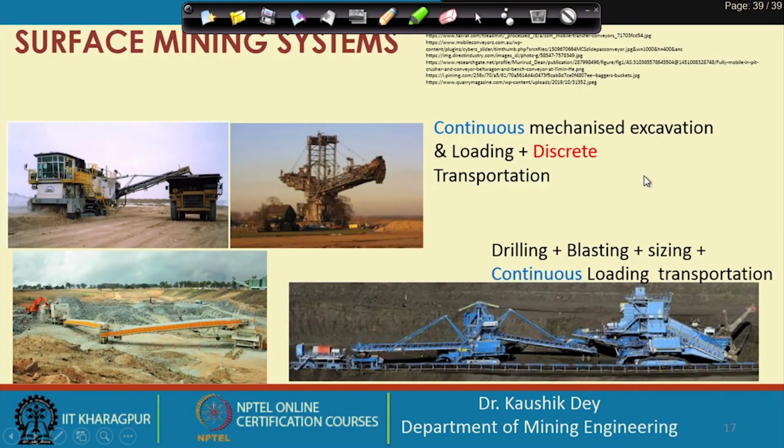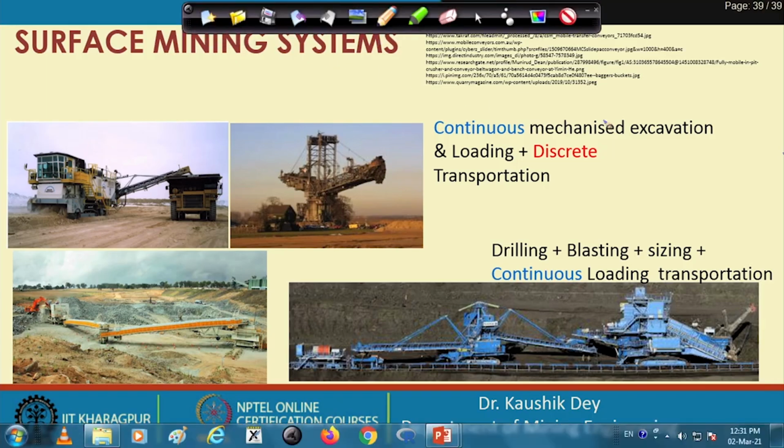Now, let us see the semi-continuous mining system. In semi-continuous mining system, we can have continuous excavation system, and along with that we can have discrete loading and transportation system. So, you can see in this case a continuous miner, the surface miner is excavating the rock continuously, but this miner is dumping the material on a dumper.